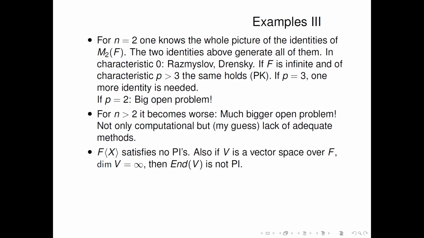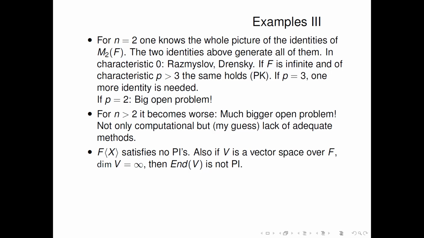And then 1973, 1981, Drensky showed that, in fact, only these two are sufficient. And later on, it was shown that if F is infinite of positive characteristic larger than 3, then the same holds. If p equals 3, you have to add another identity, which in characteristic 0 or larger than 3 is a consequence of the two identities we discussed, but in characteristic 3 it would not be a consequence. So you have to add it to get all the identities.